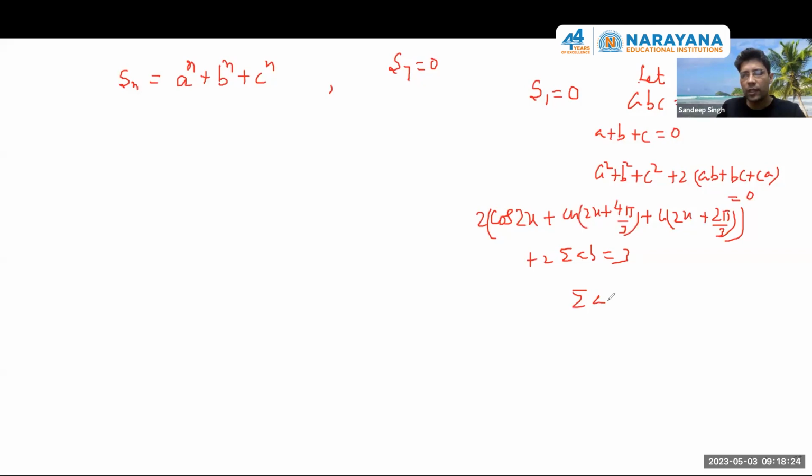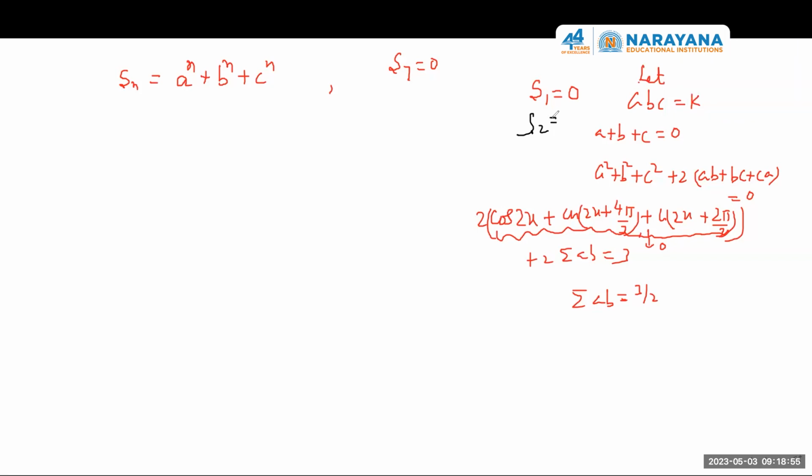So please keep on checking. I have obtained summation AB equal to 3 by 2. This is also 0, right? Cos 2x plus 4 pi by 3, 2 pi by 3, their sum is also 0. Is it all right? See this approach and try to understand this approach. So here what are we going to form, what is the cubic? Tell me. So S1 is 0. What is the value of S2 that you have obtained?